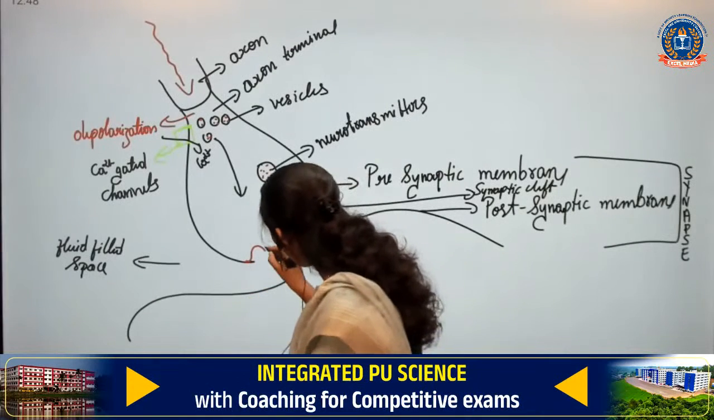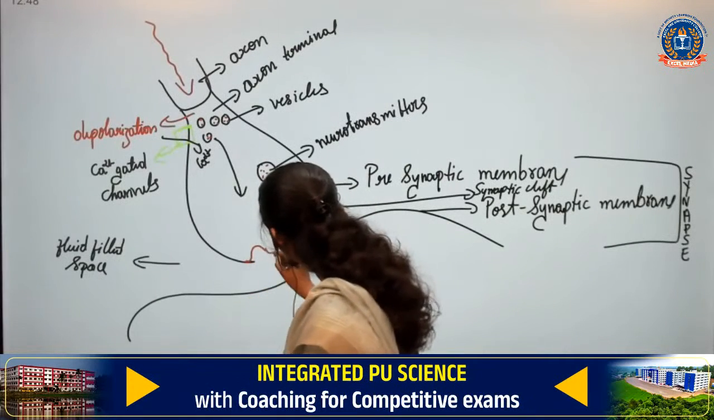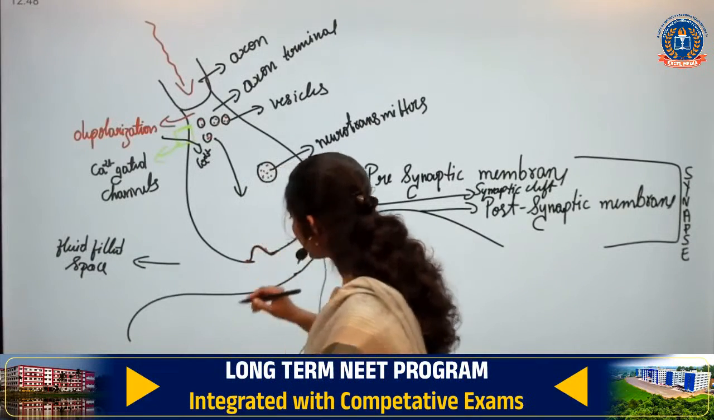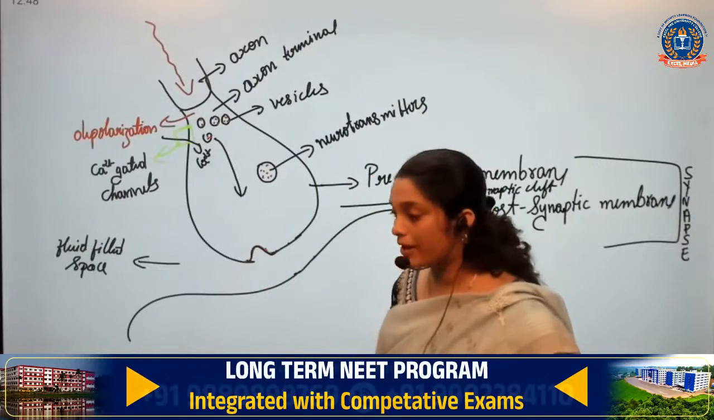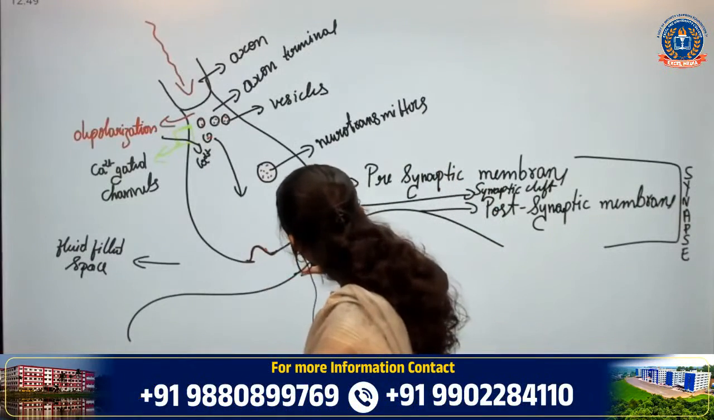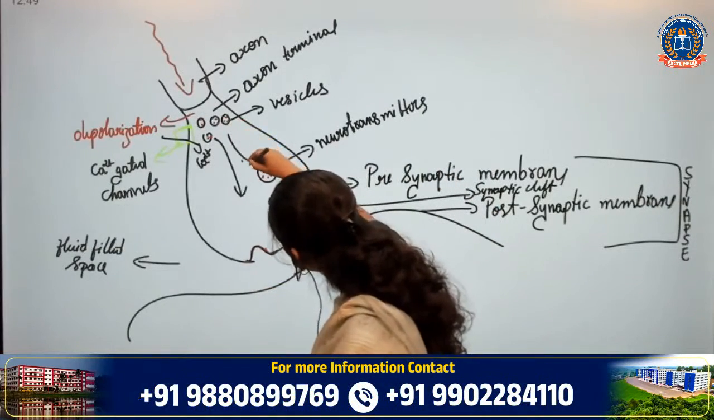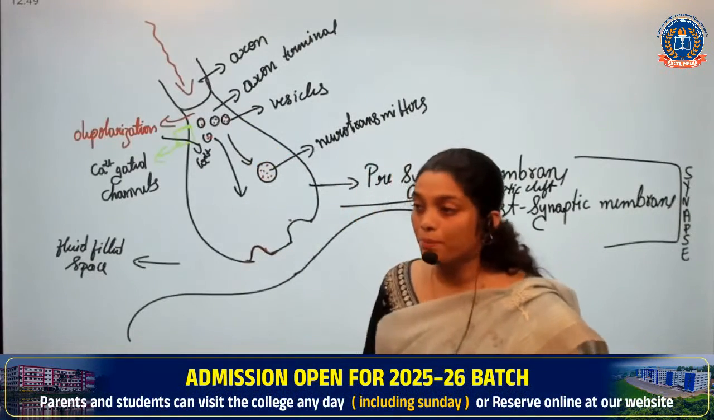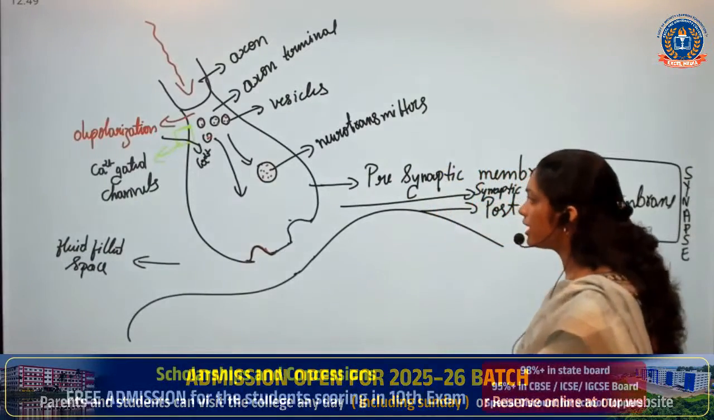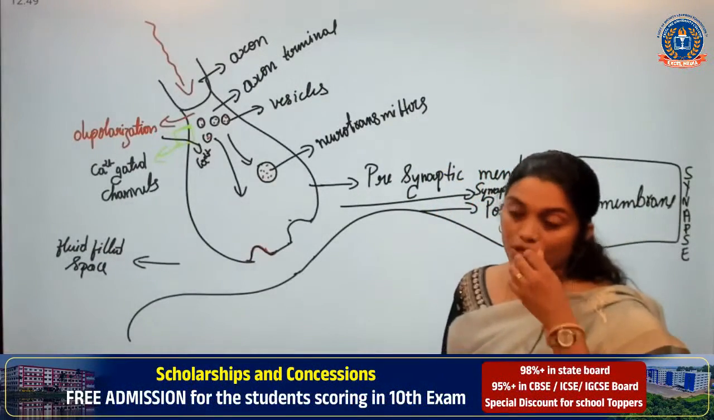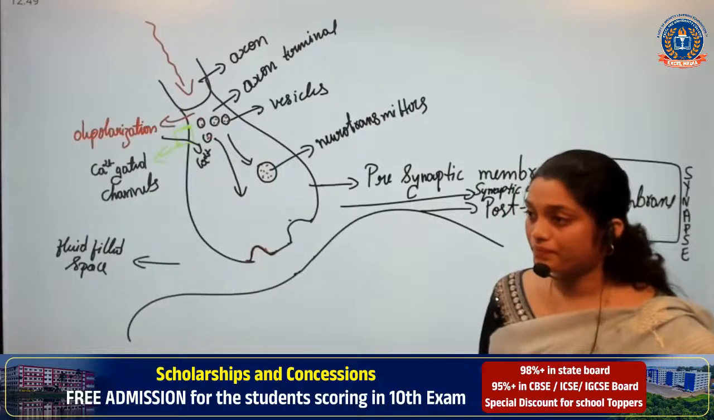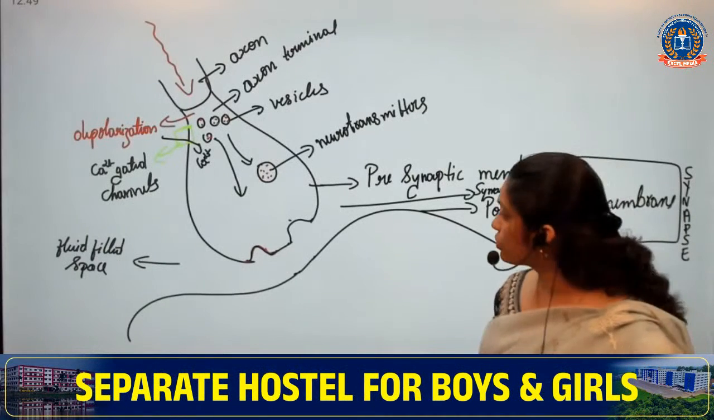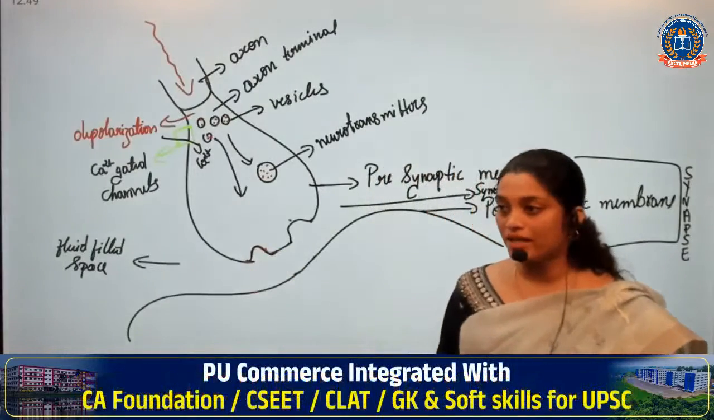So now what happened? We have this vesicle which got fused with the membrane. Here one more vesicle will start moving. It will come here and fuse with the membrane. To which membrane will it come and fuse? Presynaptic or postsynaptic membrane? This will come and fuse with the presynaptic membrane.